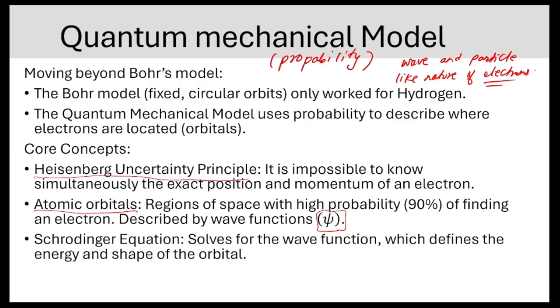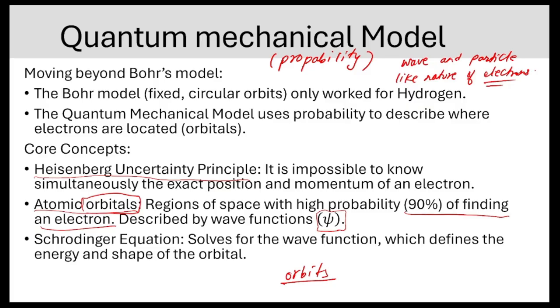Atomic orbitals are not defined paths; rather, orbitals are regions where we have a 90% probability of finding an electron. We should be careful that this quantum mechanical model is based on orbitals rather than orbits from Bohr's model.